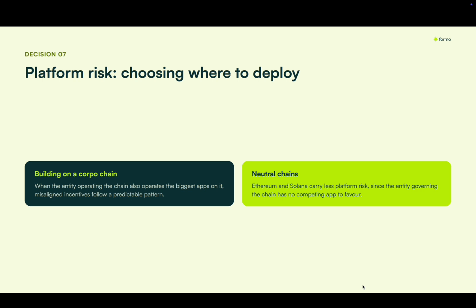Platform selection creates another GTM consideration. When the entity operating a chain also operates the biggest apps on it, misaligned incentives can follow. That creates platform risk for applications building on the chain.